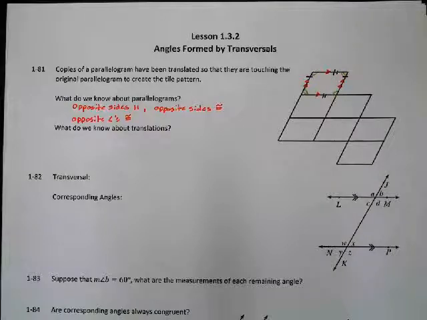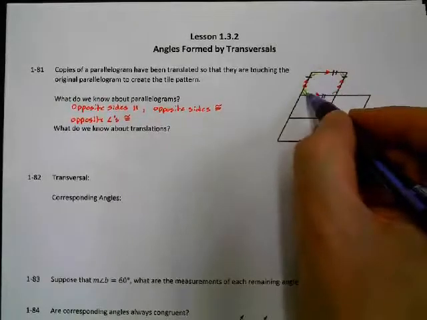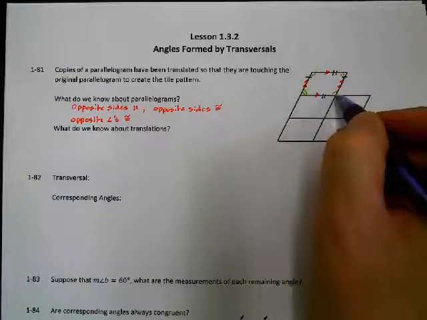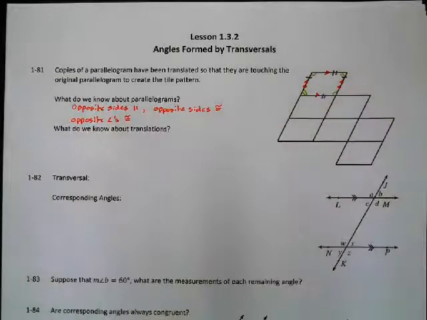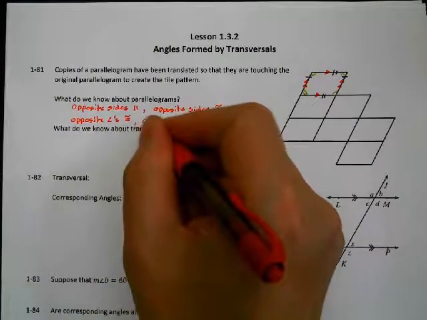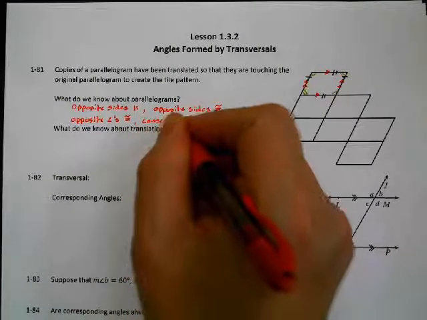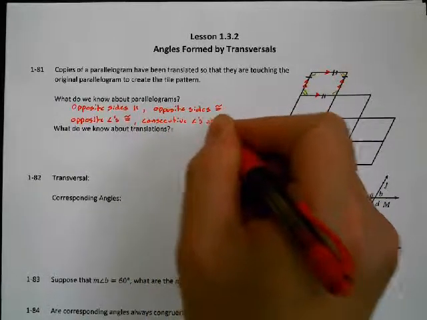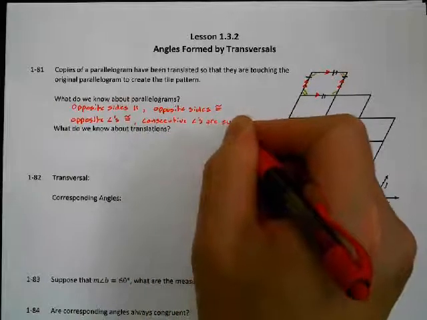We could even say that the consecutive angles, the angles like in a row, are supplementary. Like this angle here and this angle here should add up to 180 degrees. And this angle in here and this angle here should add up to 180 degrees. So that's an extra thing. Maybe we haven't covered that yet. The consecutive angles are supplementary.